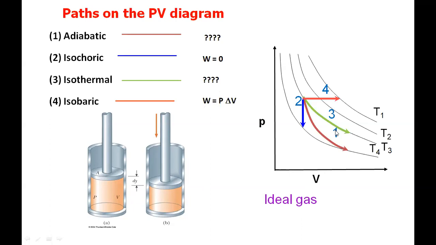From process 1, we have 2 isovolumetric, 4 is isobaric, constant pressure, and 1 to 3 is isothermal. Number 1 is the adiabatic process, and also we have 1 and 3, which is isothermal.